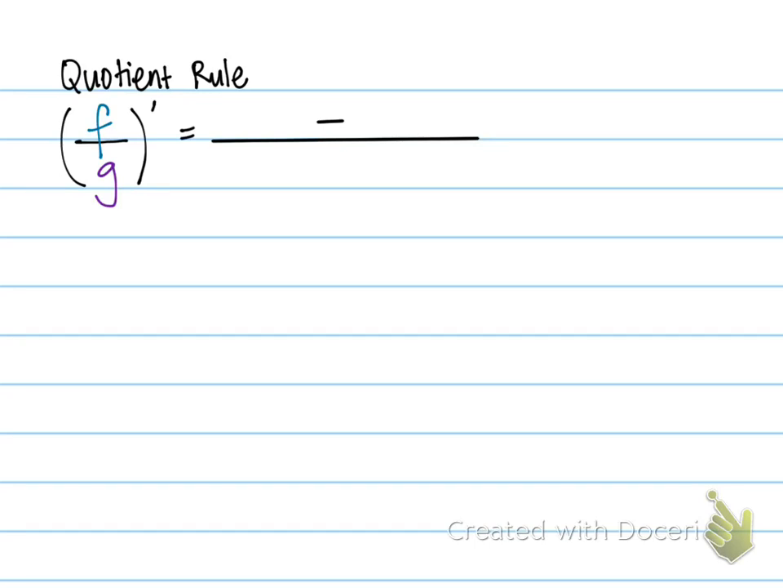All right, for the quotient rule, whichever function is in the numerator is what you take the derivative of first. So derivative of the first, and then you keep the second the same. Same thing as the product rule. And then you have to take the derivative of the second, keep the first exactly the same. And then on the bottom is the denominator squared.